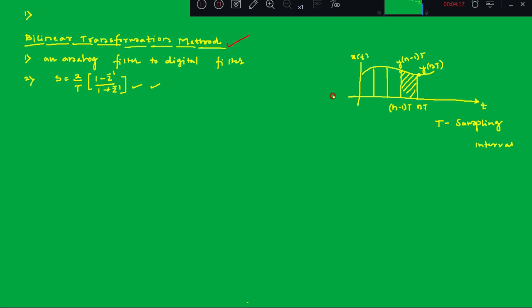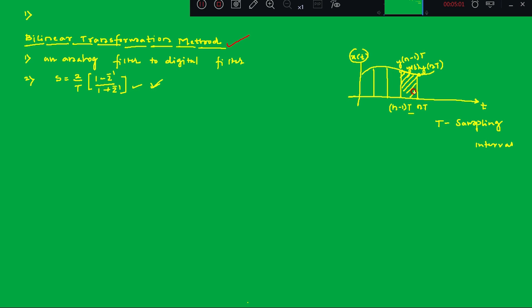In order to derive this substitution for bilinear transformation, we have to assume x of t is the continuous time function, and when you sample this one, you will get many samples. Between any two samples, in order to find the area under this curve between these two samples, we consider capital T as the sampling interval. So if I take this point, we will consider it as y of t. Now let us take the derivative of this y of t.